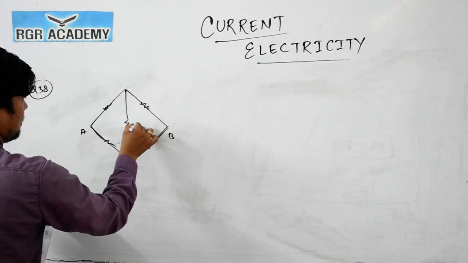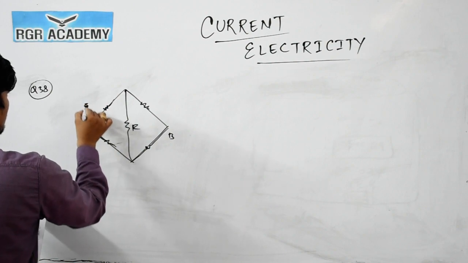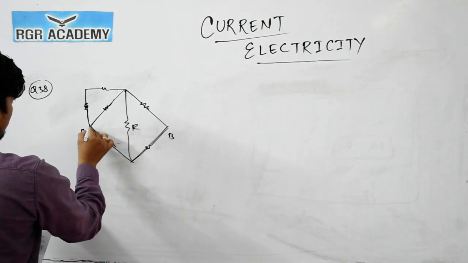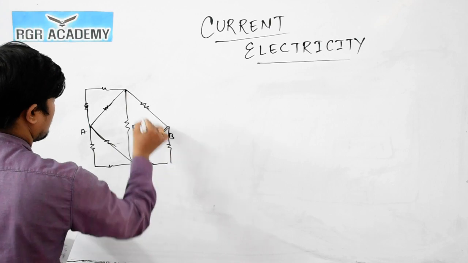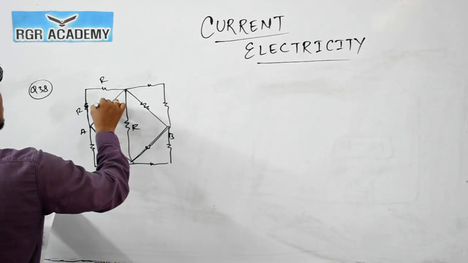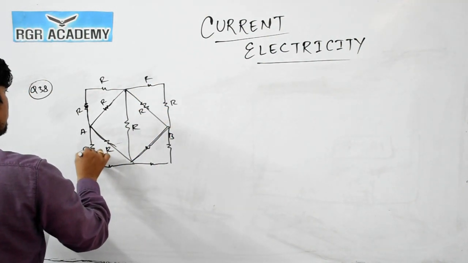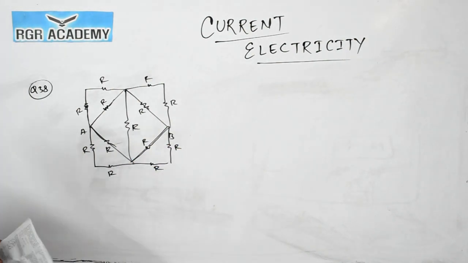Other resistances are like this. Similarly, here also we have R, and here also it is R. In a similar manner, here also this is R, this is R, this is R, this one is also R. Like this.